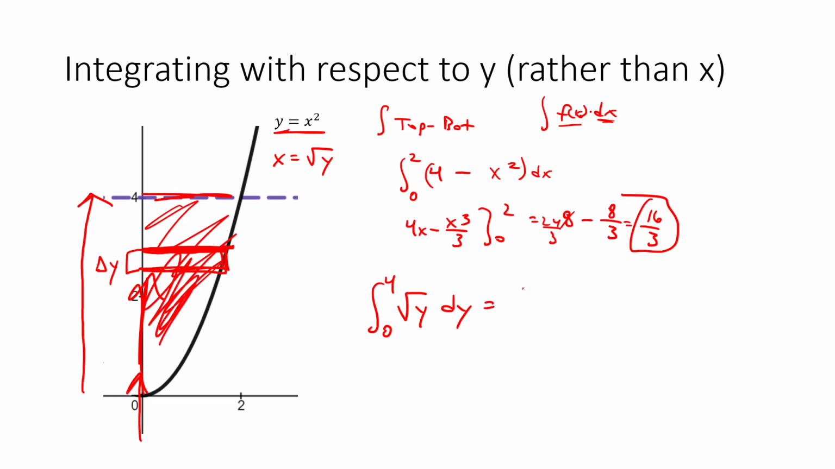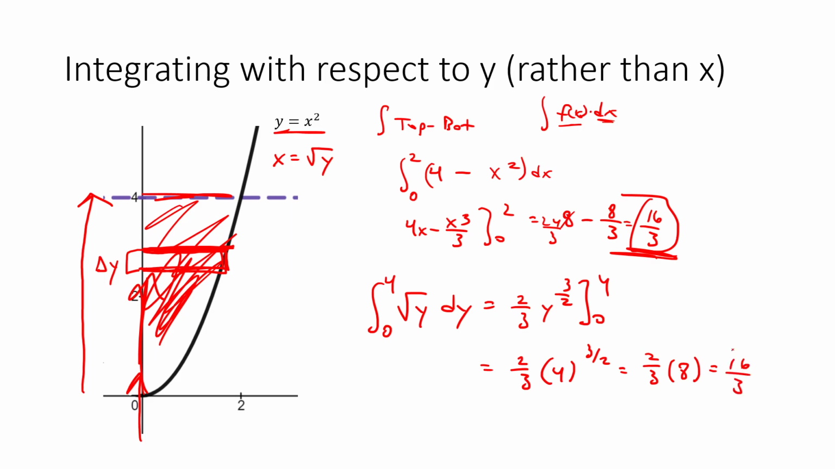All right, let's do that out and see if we get the same thing. It should be this answer. The square root of y becomes 2/3 y to the 3/2. We do the fundamental theorem. If I plug in 0, that just goes away, so I just need to do 4. And 4 to the 3/2 is 8. And sure enough, it's the same thing. So we can integrate vertically rather than horizontally.